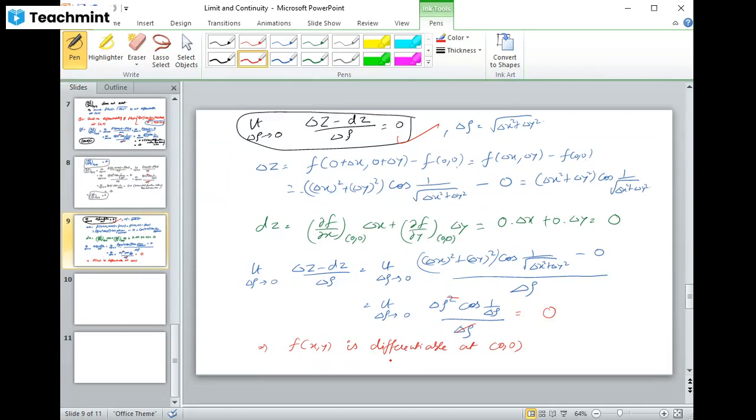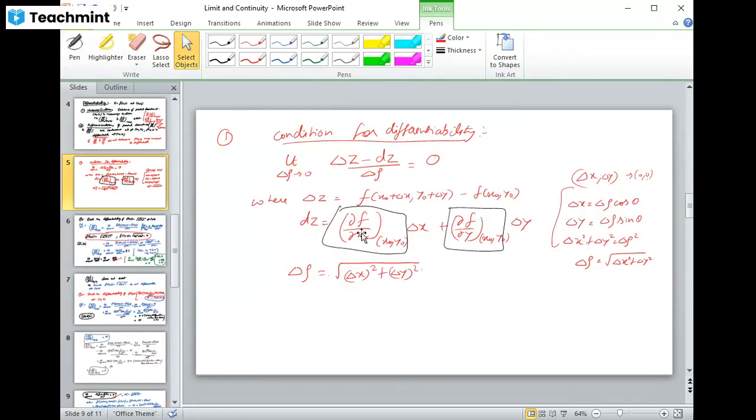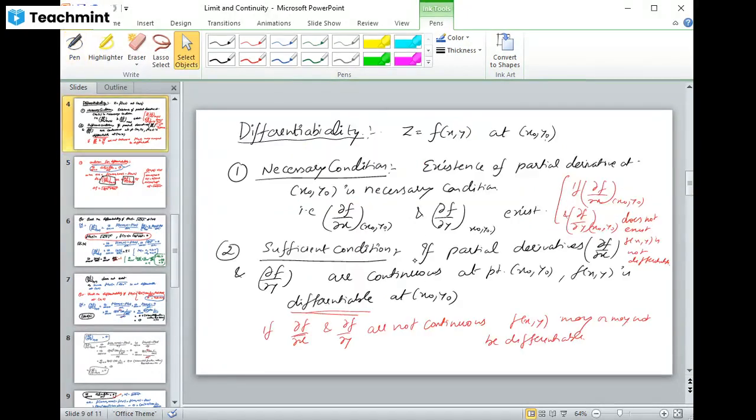So your function is differentiable at the point (0, 0). Here we have proved this particular thing: because this condition is satisfied, it means that your function is differentiable. Now we have discussed one more thing, that here we have another condition also. If your partial derivatives exist and they are continuous also, then your function is also differentiable.